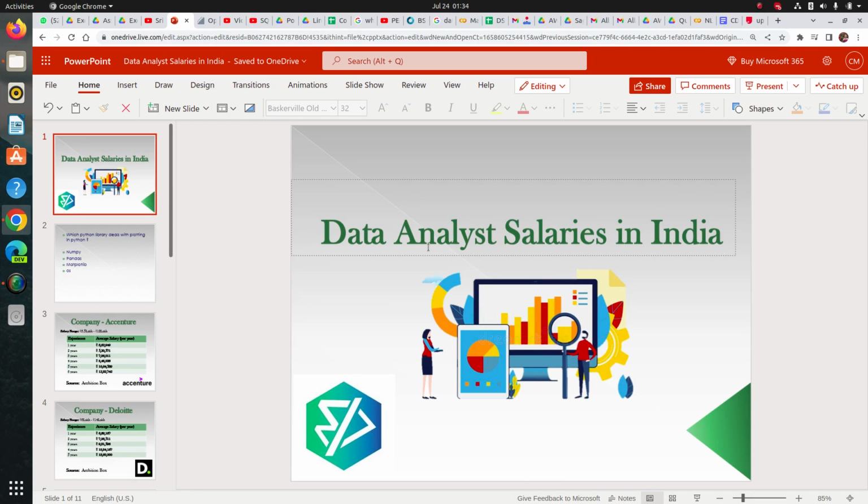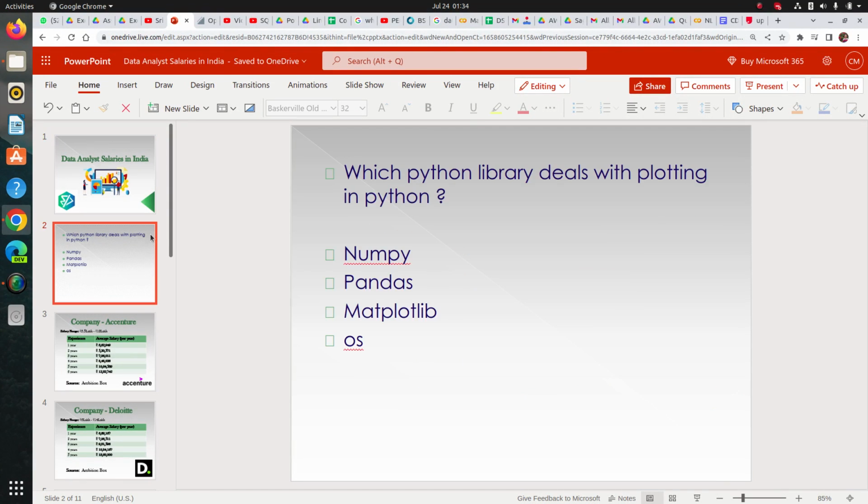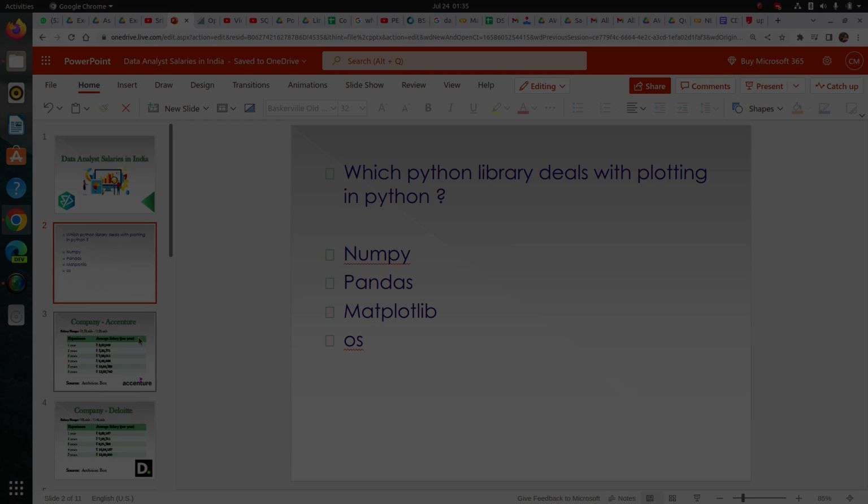In this session, we are going to discuss data analyst salaries in India. Before starting, I would like to ask you one simple quiz. Which Python library deals with plotting in Python? Comment below from these four options which library we use for plotting, and I will be sharing the answer in the end. So let's get started.